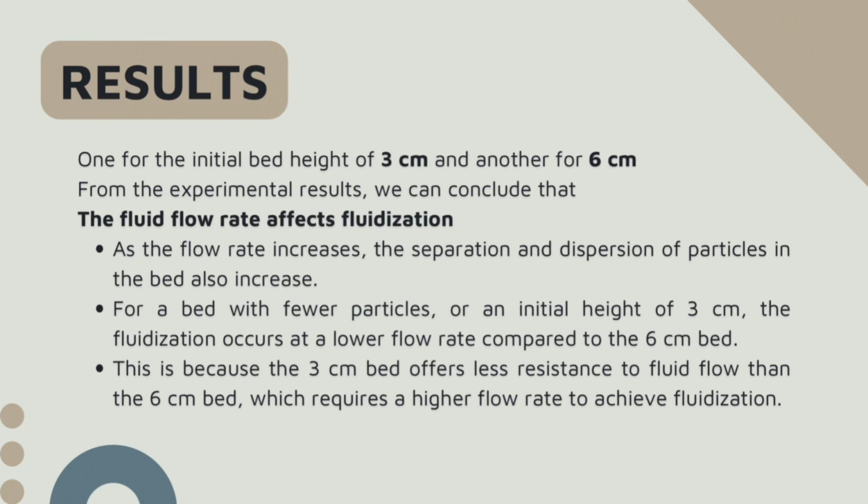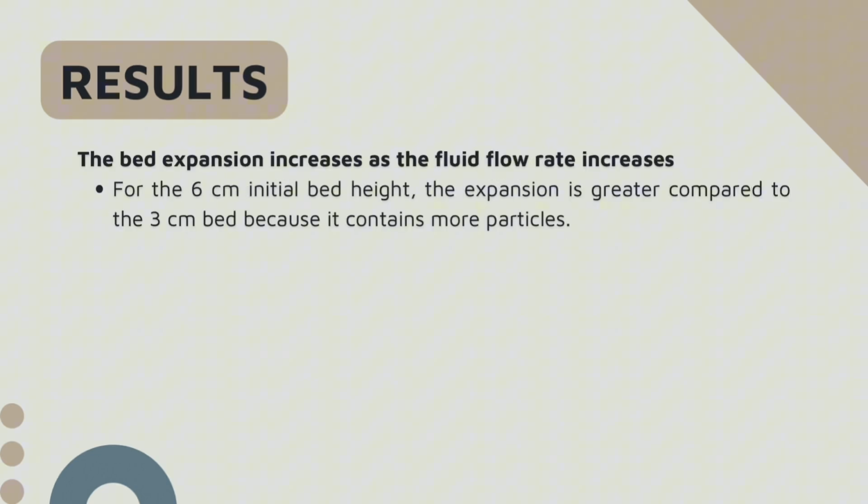This is because the 3 cm bed offers less resistance to fluid flow than the 6 cm bed, which requires a higher flow rate to achieve fluidization. And the bed expansion increases as the fluid flow rate increases. For the 6 cm initial bed height, the expansion is greater compared to the 3 cm bed because it contains more particles.